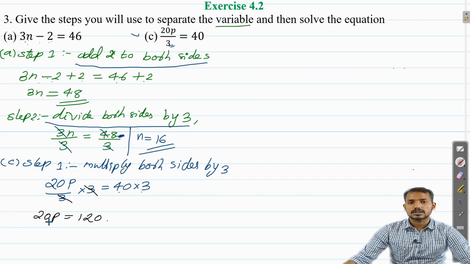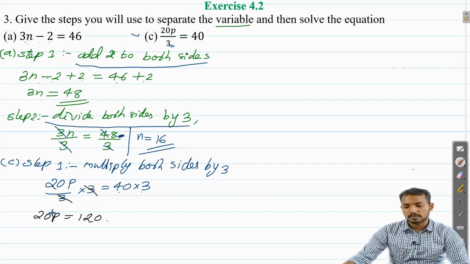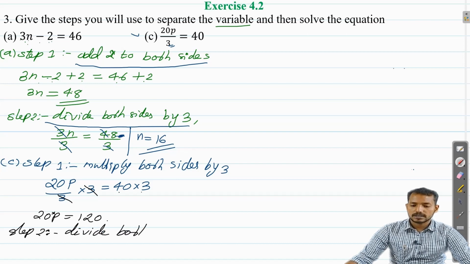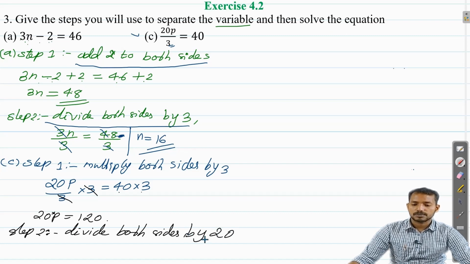Still we need to separate this 20 from p. What we need to do? Here 20 is multiplied to p. Alright, 20p is actually 20 into p. So in step 2, what we need to do? Divide both sides by 20. What will we get?